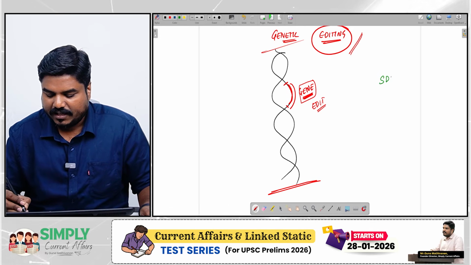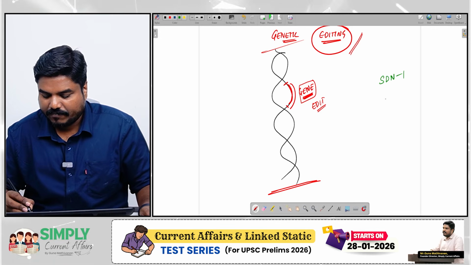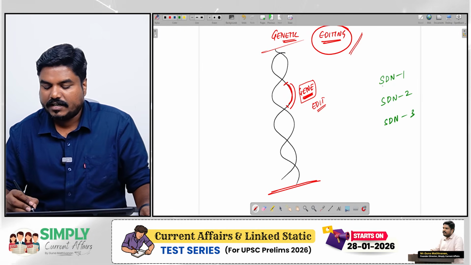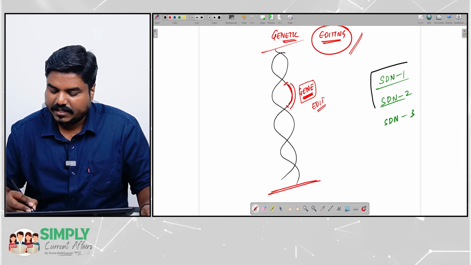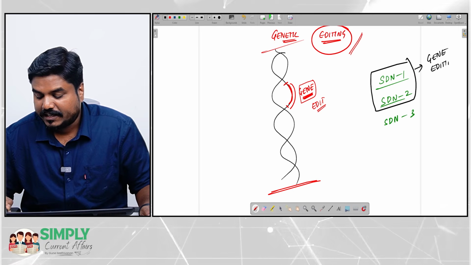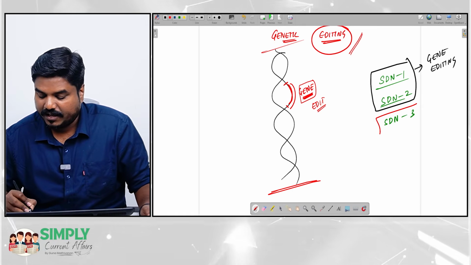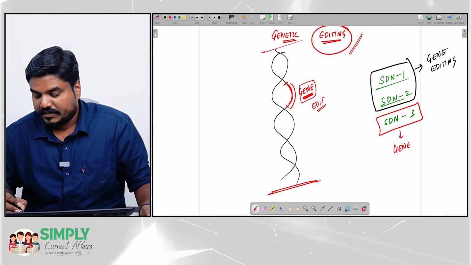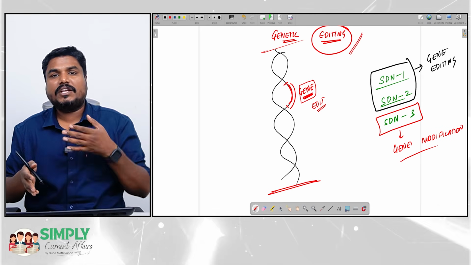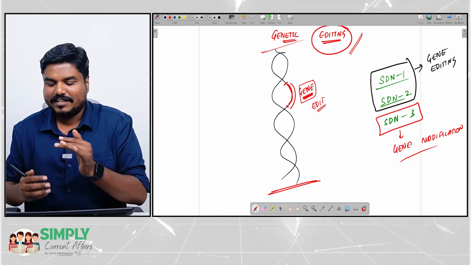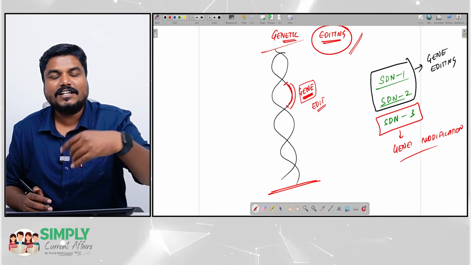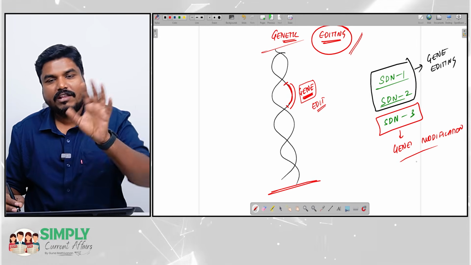One we refer to as site-directed nuclease 1 technique, site-directed nuclease 2 technique, site-directed nuclease 3. The three techniques. In this, site-directed nuclease 1 and 2 refer to gene editing technique. This SDN3 refers to genetic modification. Okay, sir, what is a site-directed nuclease? That much technicality UPSC will not ask. We are not biotechnology students, but just keep this SDN term in mind. SDN 1-2 means gene editing technology. SDN 3 means gene modification technology.